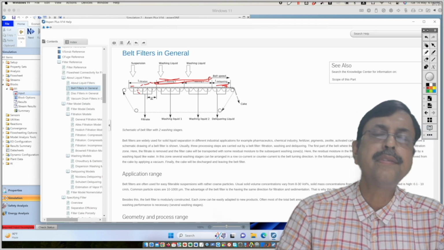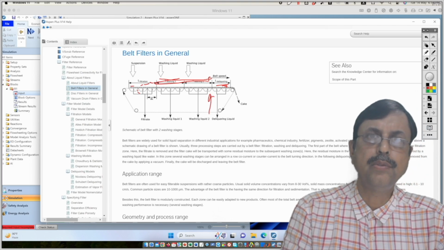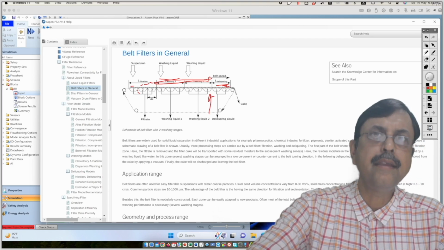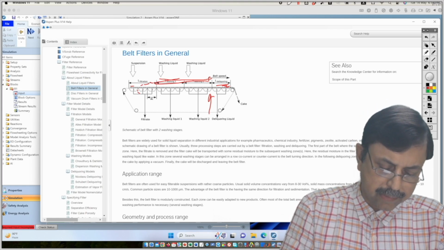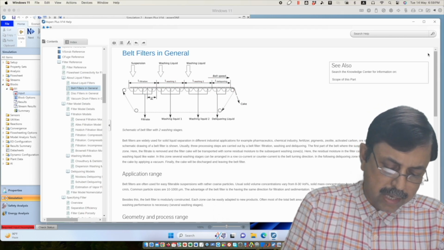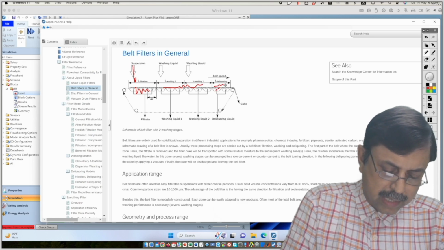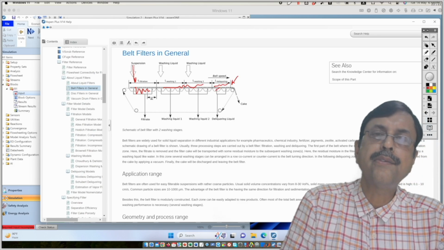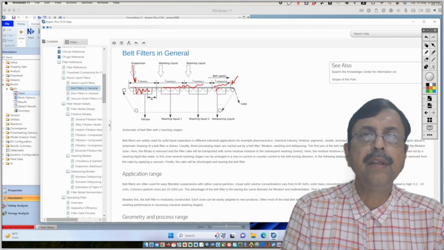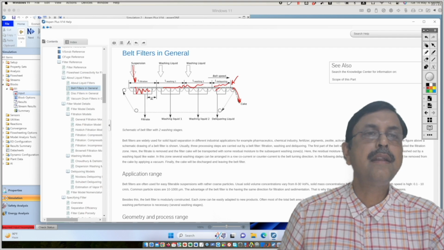And in this kind of system, we have to provide some airflow into the system so that the cake is dried and it can be scraped over here. So this is the point where the cake is scraped. So this is the journey of the suspension. It is poured over here, gets filtered, it is washed over here, then it is deliquored. By the time it reaches over here, it is comparatively free of moisture and it is thus scraped. So this is the belt filter in general.